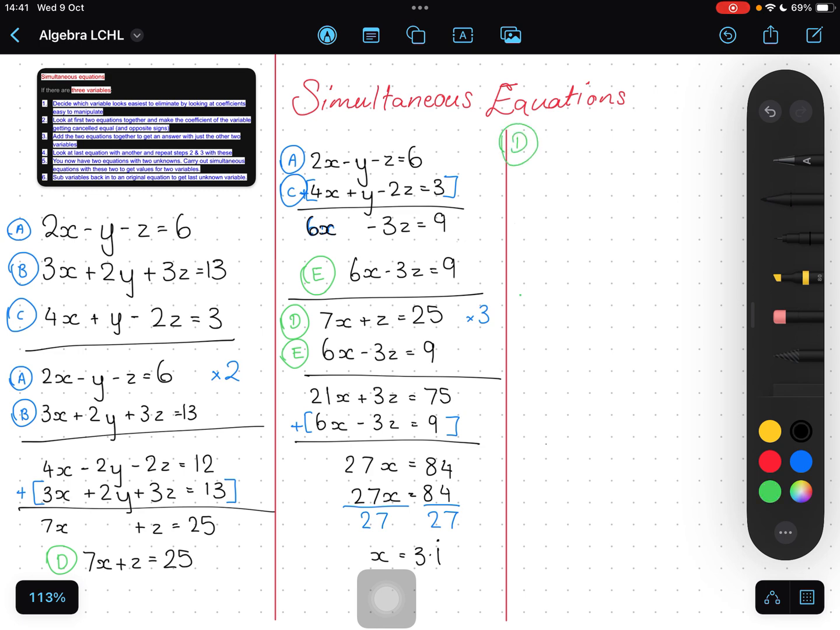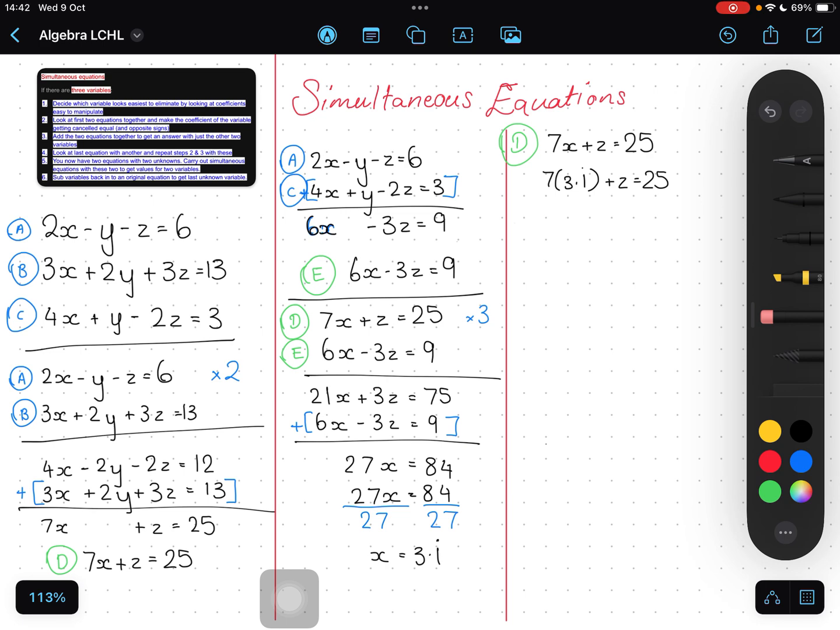So remember, every time you're rewriting an equation, you are writing what letter it is. I'm considering this an original equation because it was one of the original equations that I made up. So I'm going to get 7 times my answer. It's 3.1 recurring is what I found x to be, plus z is equal to 25. See the way I don't round it? Because they never asked me to round it.